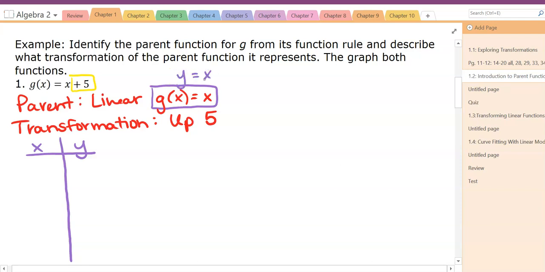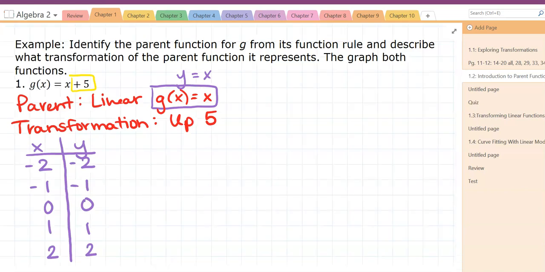I'm going to put in some numbers for x, some negatives and some positives: -2, -1, 0, 1, and 2. For this one, because it's linear, whatever you put into x, y is going to equal the exact same thing, because my equation says y equals x, or g of x equals x. So when I put in -2 for x, I get -2 for y. -1 for x is going to be -1 for y, and so on. So 0, 1, and 2.